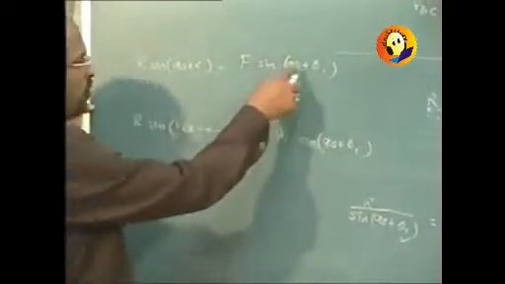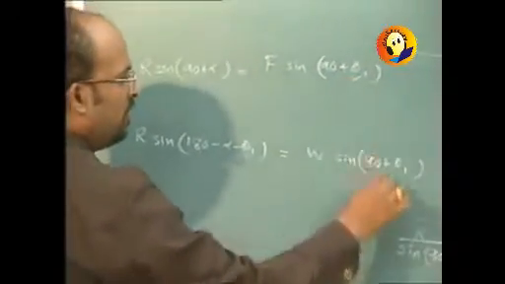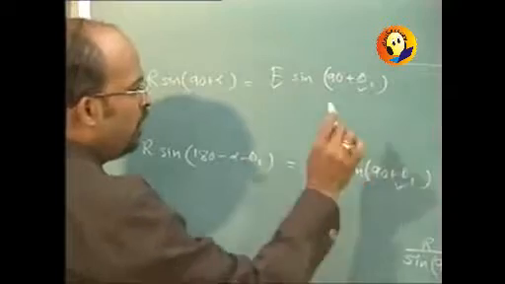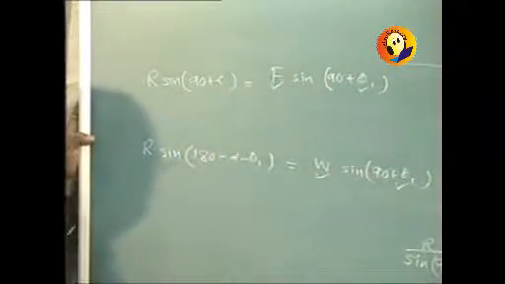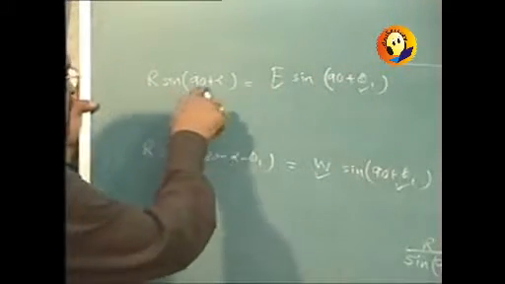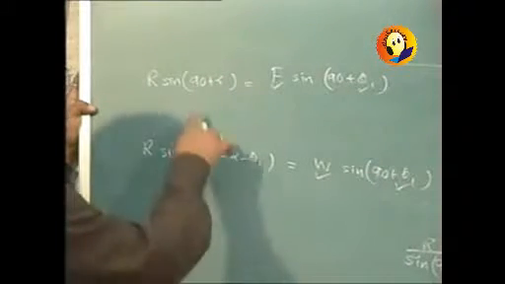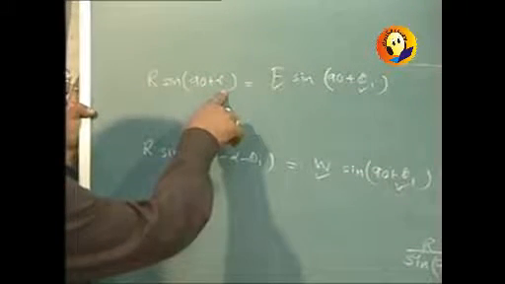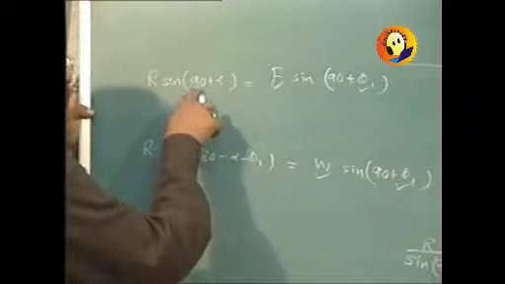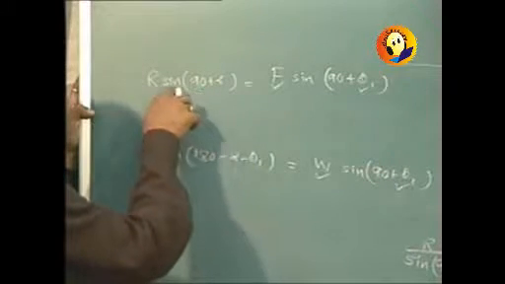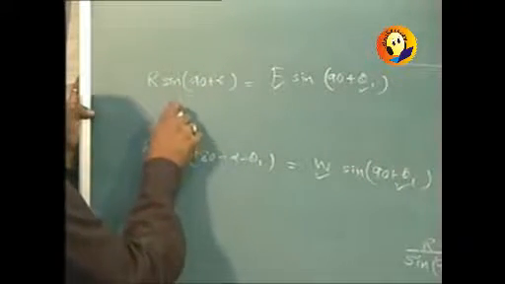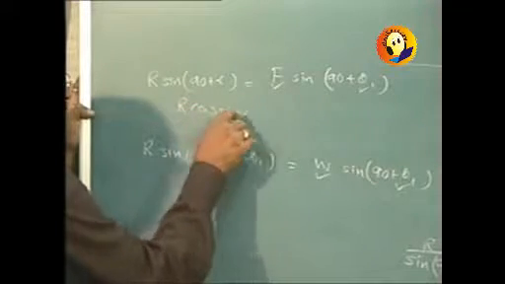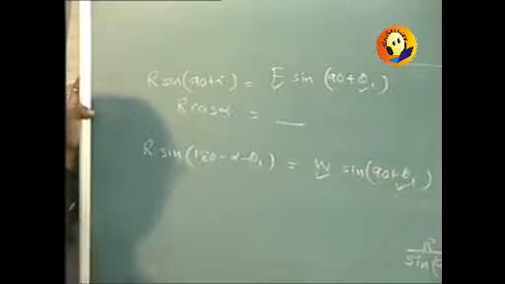Of course, I don't have to go for any formulation over here. Theta 1 itself is known, F is known, W is known. So the right hand side can be calculated. On the left hand side, it is sine of 90 plus alpha. So it is sine 90 cos alpha plus cos 90 sine alpha. Cos 90 is 0, sine 90 is 1. So this is cos alpha. So you will get R cos alpha equal to some value over here.